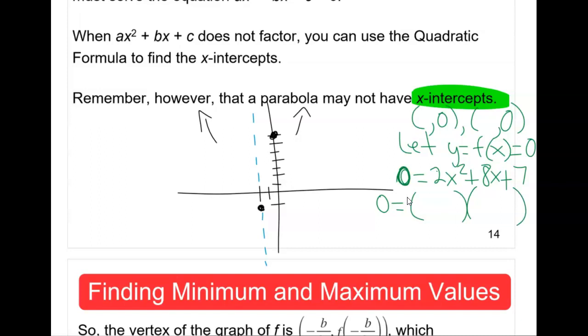So the only way to get 2x squared will be by multiplying 2x times x. And then the only way to get a plus 7 is by multiplying +7, +1, or -7, -1. But because all the signs are positive, that tells me that everything will just remain positive. So let's see if we could do this. If we have a 1 here and a 7 here, let's check this.